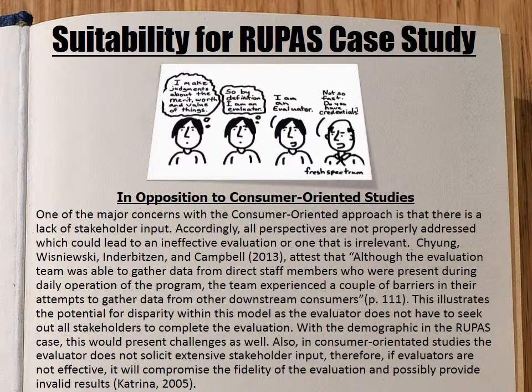With the various stakeholders in the RUPAS program, consumer-oriented studies are not an effective way to incorporate the voices of this diverse group. Even when the model is implemented successfully, researchers have found that there were barriers in their attempts to gather data from other downstream consumers, as noted by Xiong, Wineski, Enderbitson, and Campbell, 2013. Despite this lack of input, the researchers were still able to complete the evaluation, suggesting that there was some degree of inaccuracy in the final report.